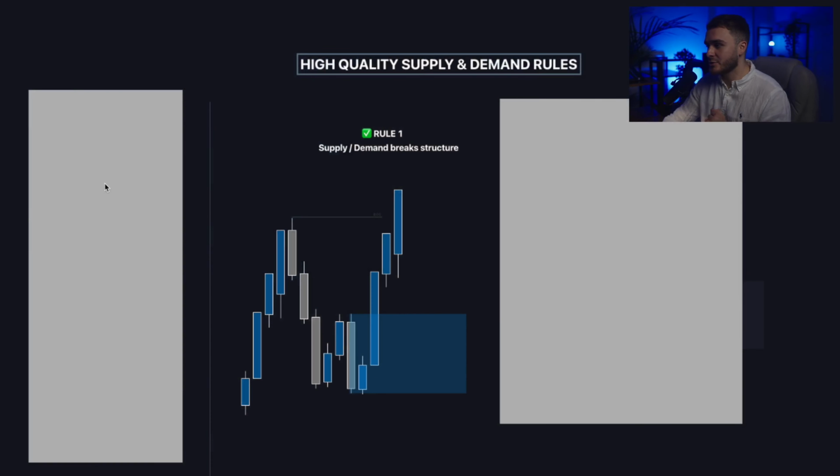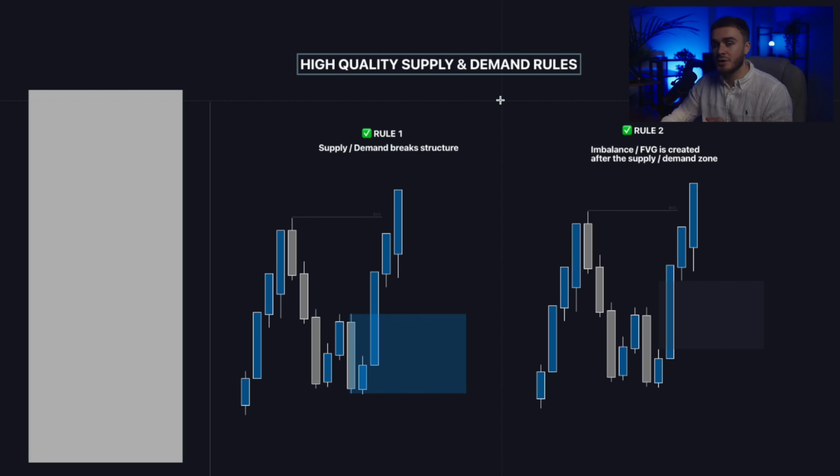Now, there's a way we can actually filter through all of them with 2 simple rules. Now, rule number 1 is going to be exactly this. That supply and demand zone must actually break structure. If it doesn't, completely ignore it. And number 2, once the supply and demand zone is formed, we must actually see an imbalance form straight after. No fair value gap, no imbalance, then there's going to be no sign of a high quality setup. Essentially what this shows, it's a proof of aggression.